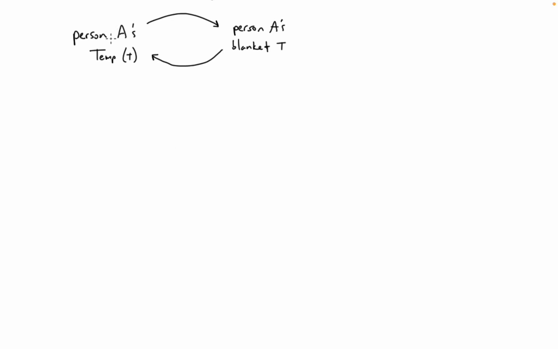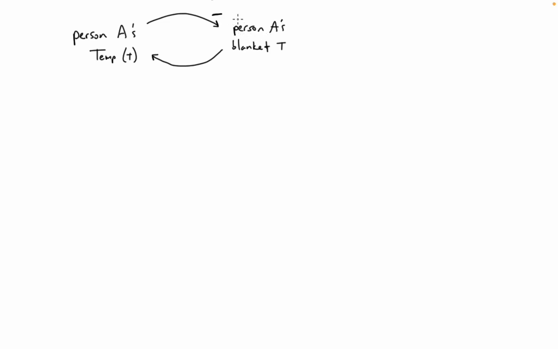Okay, so if person A is feeling hot, if their temperature is high, they're going to want to cool down. So they're going to want to adjust the blanket temperature to be cooler. So when A goes up, or when the body temperature goes up, the blanket temperature goes down. So that's a negative. If we made a plot of those two things, it would have a negative slope.